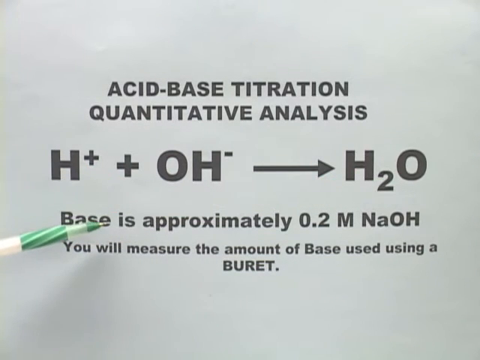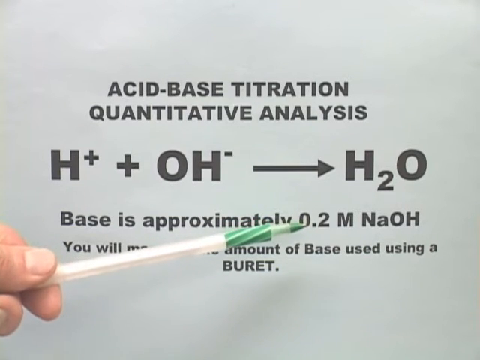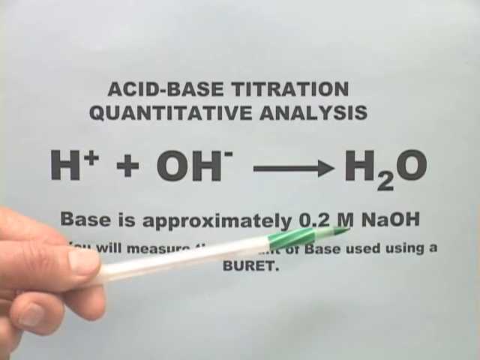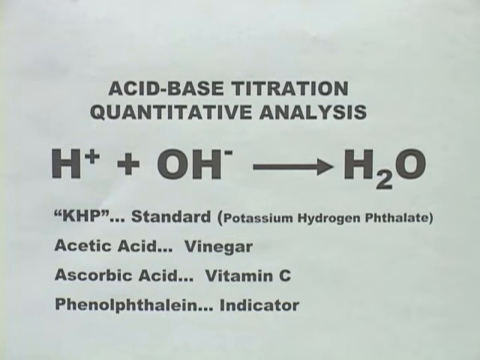Now, the base which we're going to use is an approximately 0.2 molar sodium hydroxide solution, and you will be using that single base throughout this whole experiment. Now, the acids you will be titrating, there are four of them. The first, potassium hydrogen phthalate, which we abbreviate here as KHP.